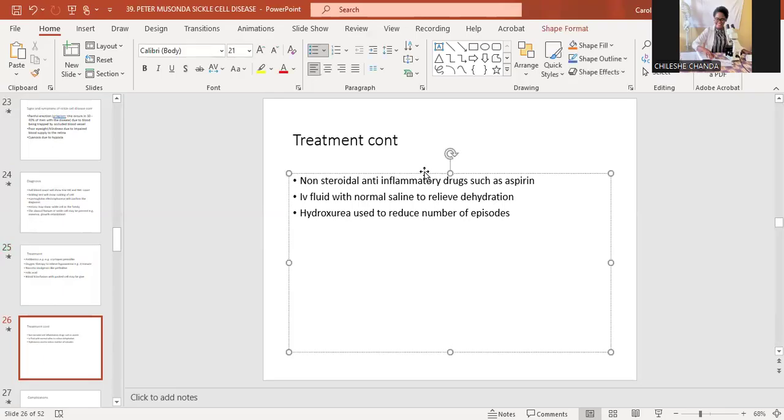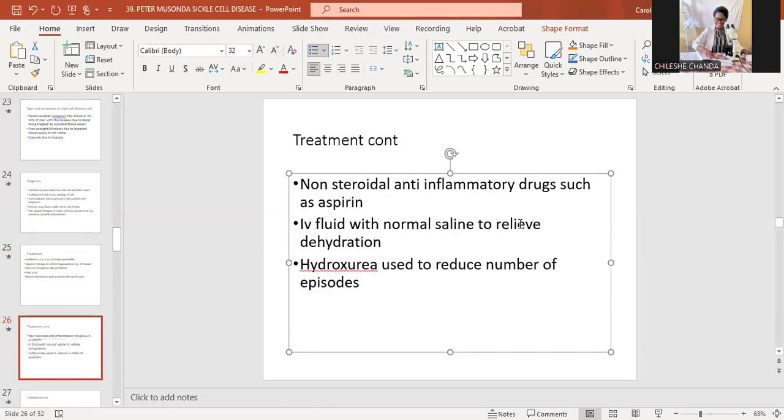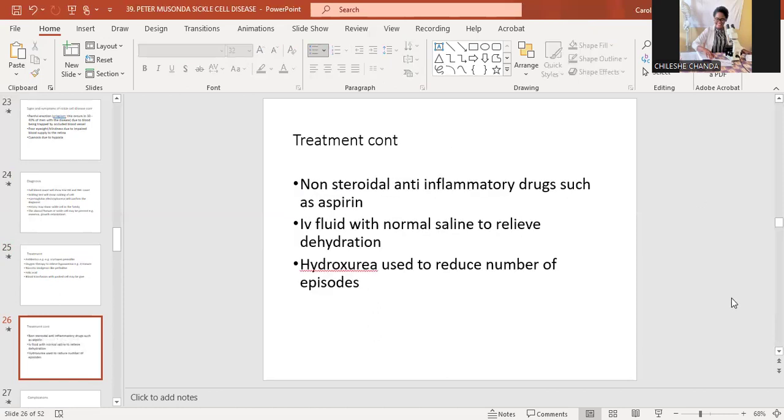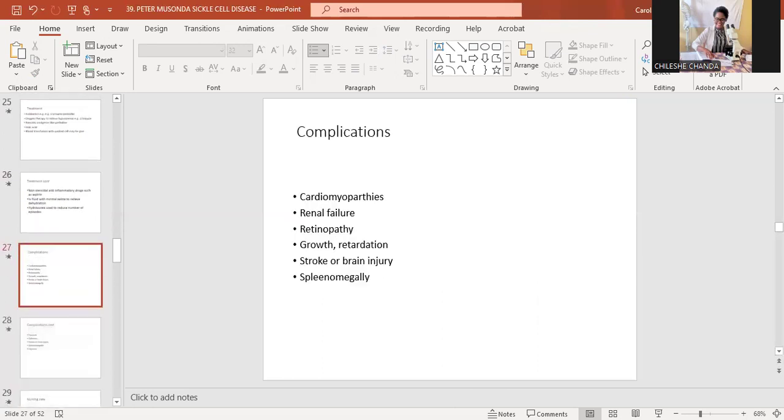And then you can give non-steroid anti-inflammatory drugs, because remember, this patient is in generalized inflammation as the body is trying to fight off these sickled cells. And so you give non-steroid anti-inflammatory drugs such as aspirin, all right? And then you give IV fluids such as normal saline, and this is going to relieve dehydration. And remember, the blood is viscous at this point. And so to reduce the number of the episodes, you can give hydroxyurea, all right?